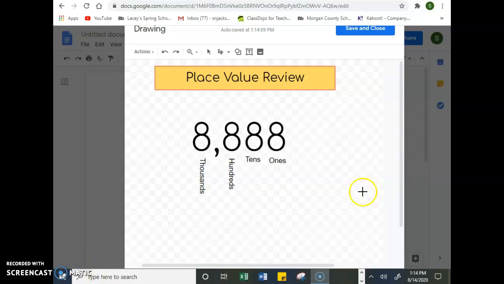For a quick review, it starts with the ones place, then the tens, then the hundreds, then the thousands. This 8 represents 8. This 8 represents 80. This 8 represents 800. And this 8 represents 8,000s.